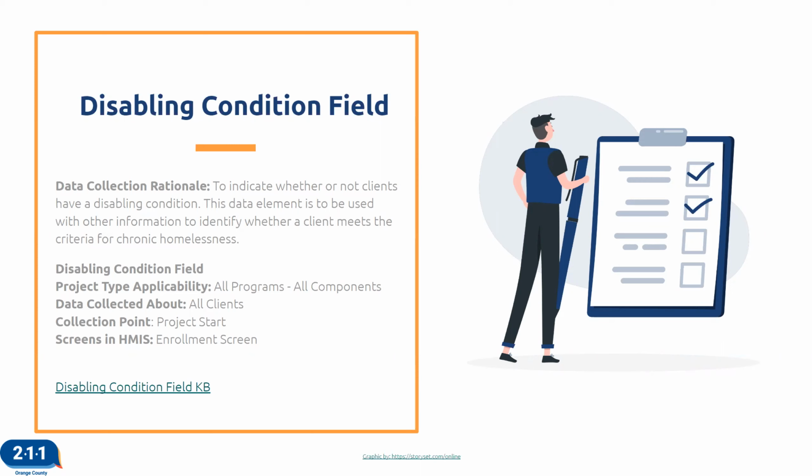But starting off with the rationale for the data collection, it's to indicate whether or not clients have a disabling condition. And this is a data element that's used with other information to identify whether a client meets the criteria for chronic homelessness. The applicability is for all of the programs. It's data that's collected for all the clients and every member that would be in a household. The collection point is at the start of the project, and the screens that this is applicable to in HMIS is inside the enrollment screen.